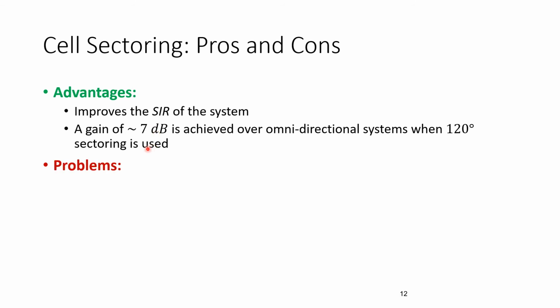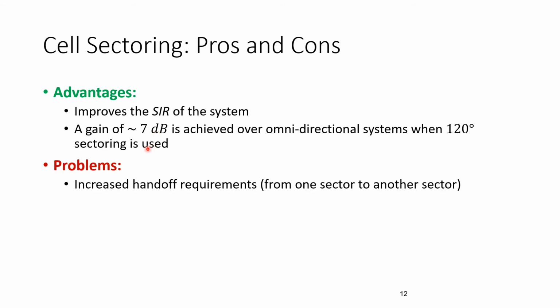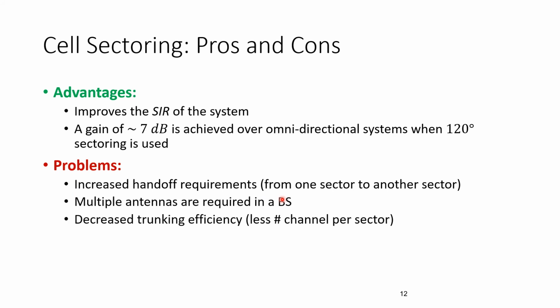When it comes to the problems or cons, we have increased handoff requirement from one sector to another, because when the user moves from one sector to another, he needs to be handed over. Multiple antennas are required in a base station, with hardware cost and processing cost. Decreased trunking efficiency, because if the number of channels per sector is now less, we have less trunking efficiency.